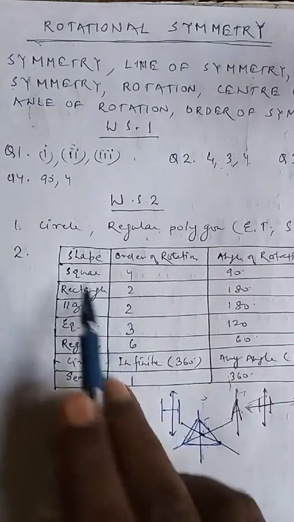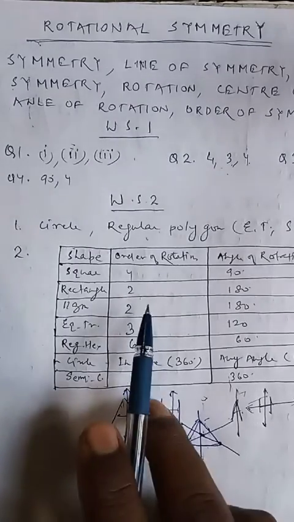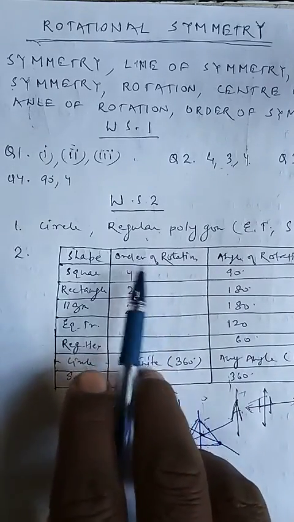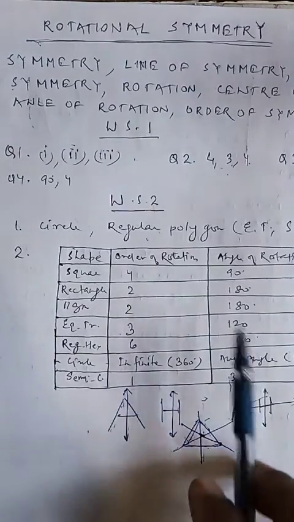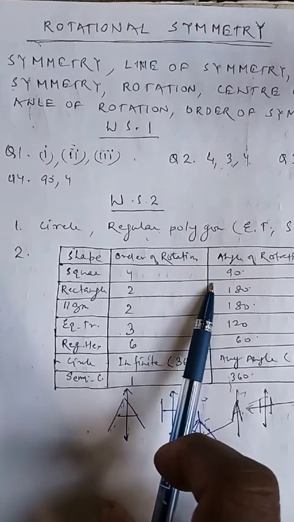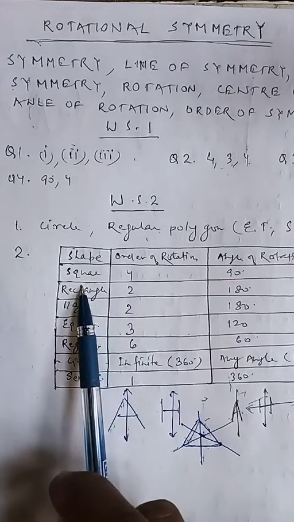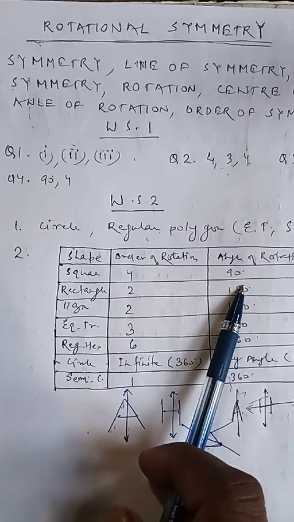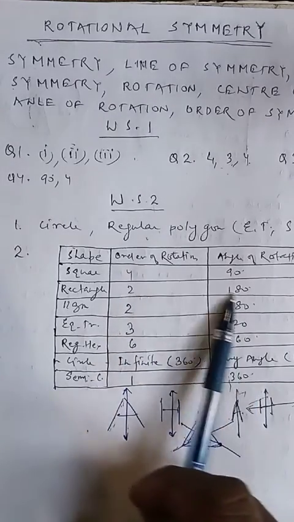Now after that, question number 2 is an activity based question. You have to make cutouts of the particular figure and paste them in your copy. Then you will see what the angle of rotation is and what the order of rotation is. I have given you all these. For a square, the order of rotation is 4 and the angle of rotation is 90 degrees. You have to remember it, because this type of question may be asked as a 1 mark question.